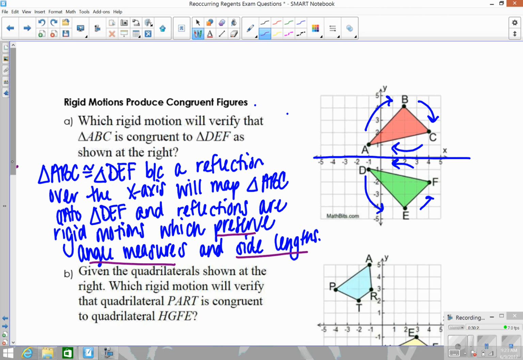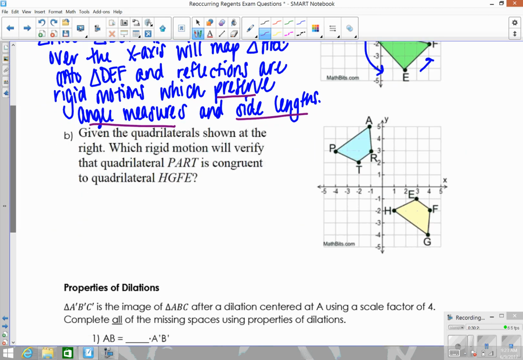If we look at the next example here, same idea. We're going to start that with P-A-R-T. So I'm just going in whatever the order is of these letters. And then I'm going to go to this one, H-G-F-E. Take a look at the direction. So opposite direction. So opposite orientation is what that's called. So we know that a reflection occurred.